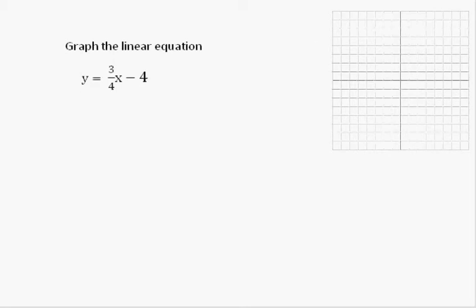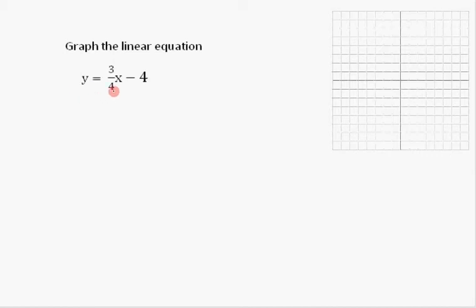Hey everyone, I want to take a look at graphing this linear equation. To graph any linear equation we have to find ordered pairs. Two is all we really need, and we plot those ordered pairs, the x, y ordered pairs, on a graph. But how we locate those two ordered pairs is always the dilemma.